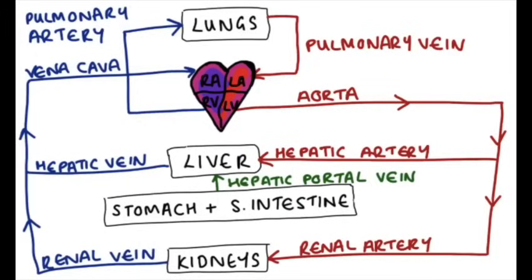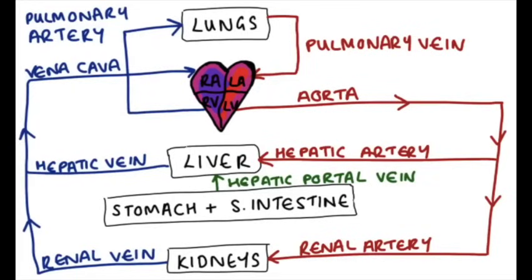So these words, if you do know what they mean, it really helps. Because when we're looking at the name of the vessel supplying the liver, well, it's hepatic, it's coming from the heart, which means it's an artery, so it's the hepatic artery. What is the name of the blood vessel entering the kidneys? Well, it's coming from the heart, so it's an artery. It's going to the kidneys, so it's renal, so it's the renal artery.